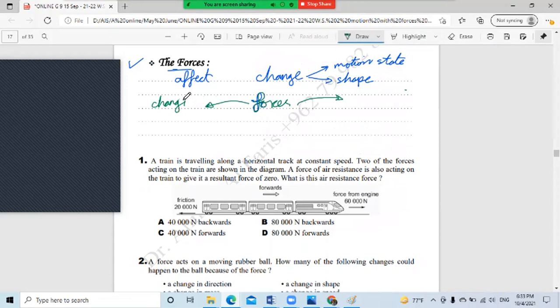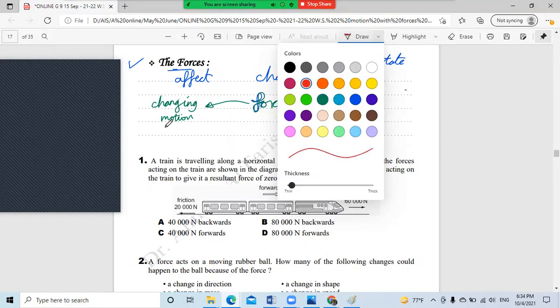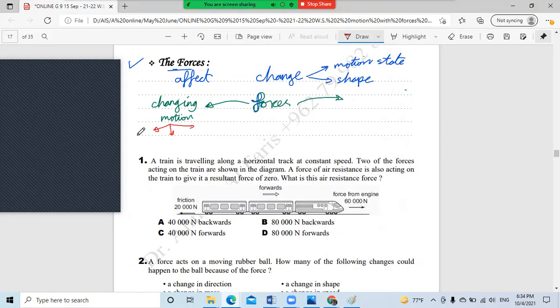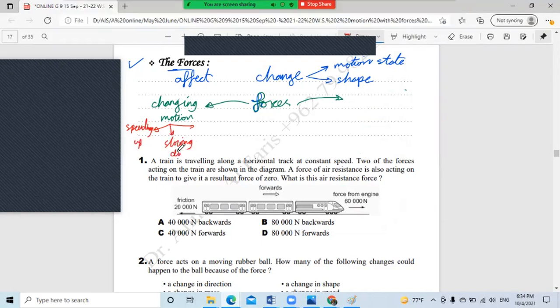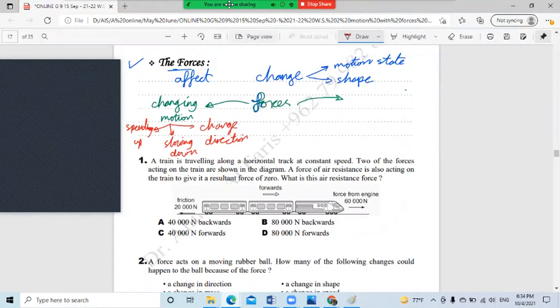And when we talked about changing motion, we said that we have three ways to change the motion. What are these three ways? Speeding up, slowing down, or changing the direction of motion. And all three of these together, we call them what? Acceleration, right?